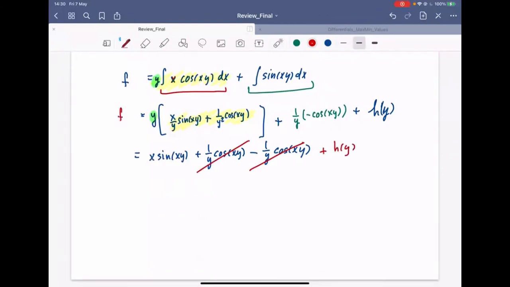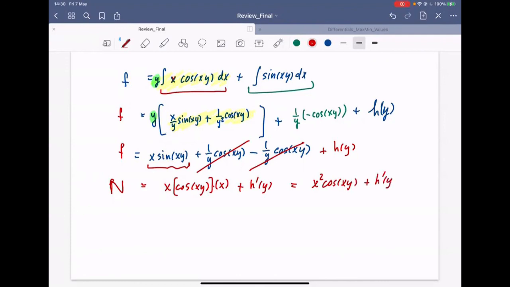All right, this is my f, and then I can differentiate f with respect to y and set it equal to N, right? Your N is going to be the derivative of just this function with respect to y. So you get x, differentiate sine, you get cosine, and then times x because of the chain rule. Then plus h prime of y. This is x squared cosine xy, and then plus h prime of y.